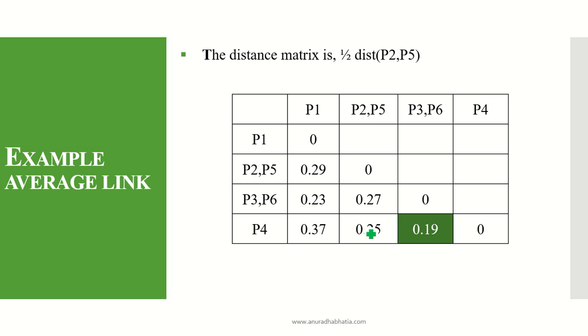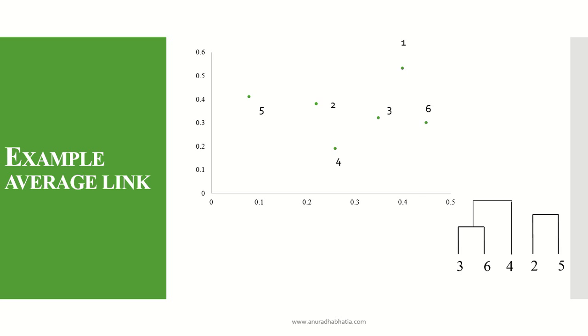Now in the distance matrix we have got, we need to find out the minimum. So it is 0.19. This is 0.19, so we've got a new cluster between P3, P6 and P4. So the new cluster is there, and we need to again cluster them together. 3 and 6 is a cluster over here. 2 and 5 was the second cluster which is formed. Now the third cluster that I've got is here.